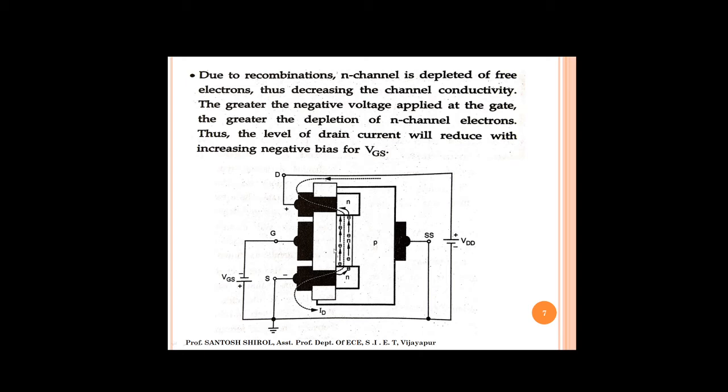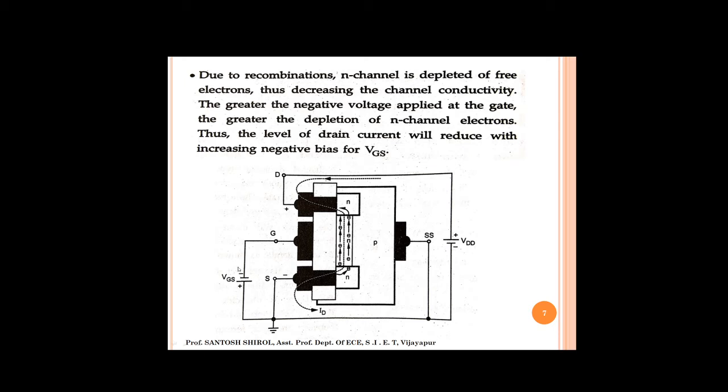So the inference that we can draw is, as we make VGS more and more negative, more and more electrons will recombine with the substrate holes and less current will be flowing. Okay, this is the next part. Let us go to the third part.